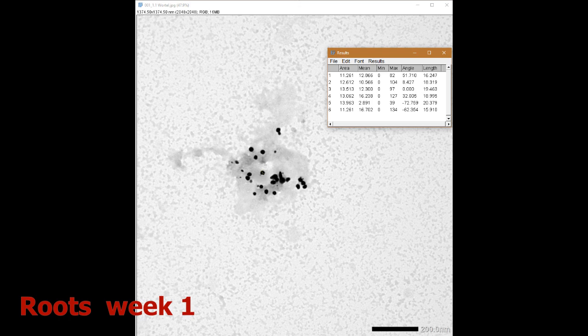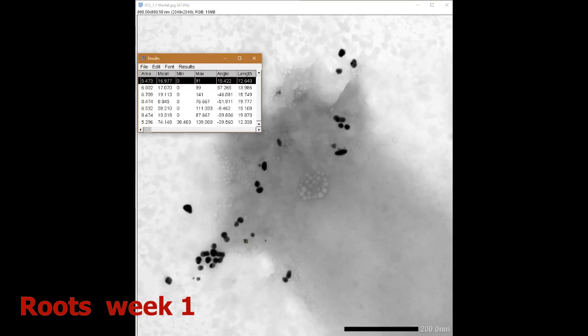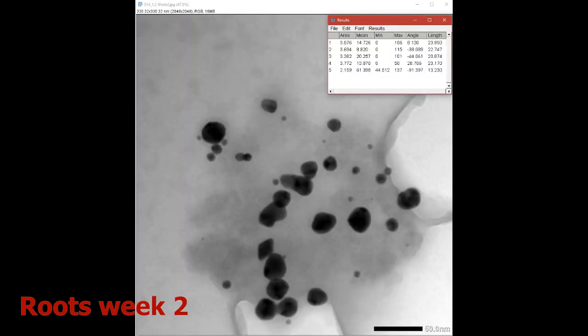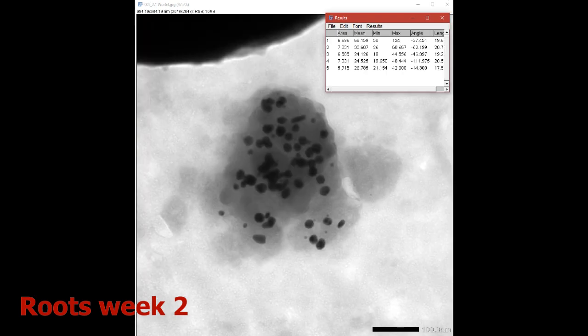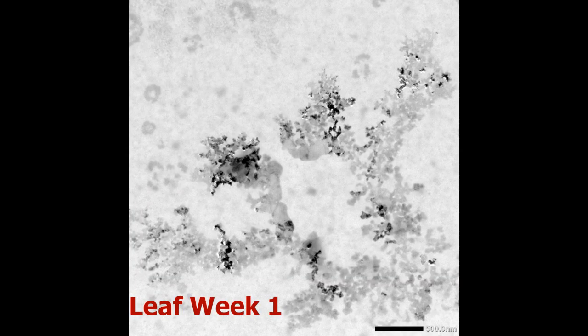The roots from our first plant showed clear nanoparticles, just like the roots from week 2. The leaf and stem samples, however, showed only organic materials.